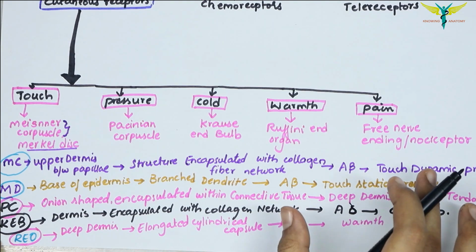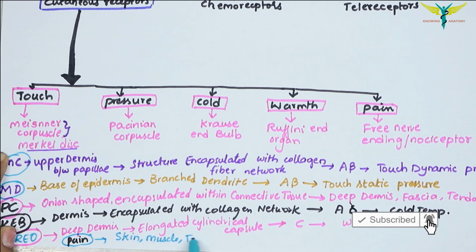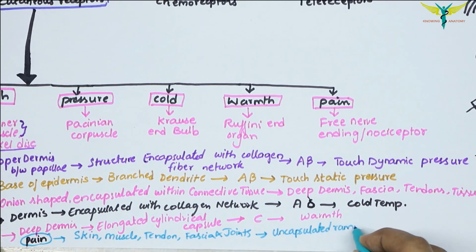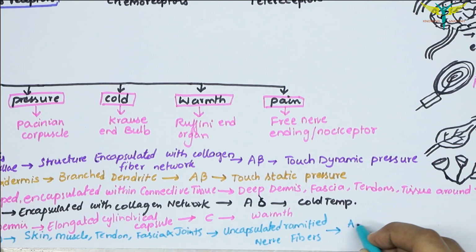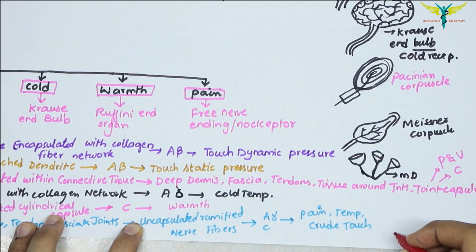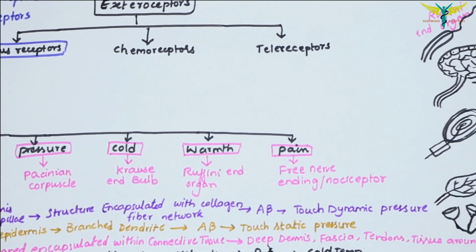And the last cutaneous exteroceptor is the pain receptor. It is present in the skin, muscle, tendon, fascia and the joints. Its structure is encapsulated ramified nerve fibers. The type of nerve fibers present are the A delta and the C type. It is helpful for pain, temperature and crude touch sensation. And the free nerve ending looks like this. This is the free nerve ending. These are the cells. So this free nerve ending is the ramified nerve fibers. So this is all about the cutaneous receptors.